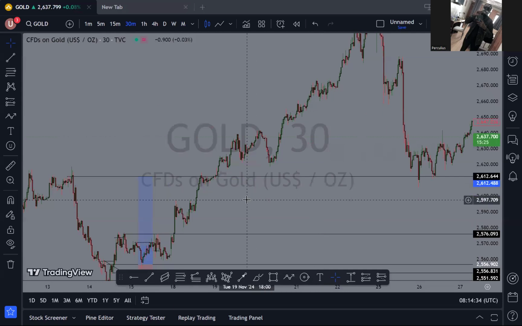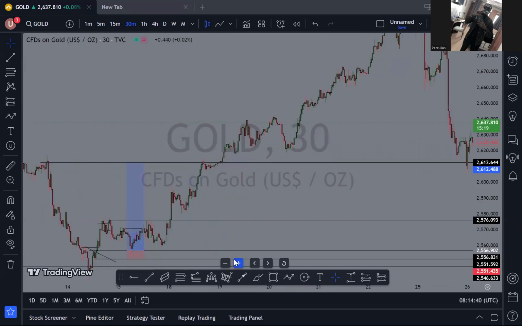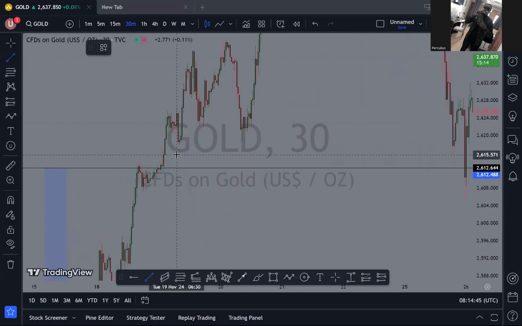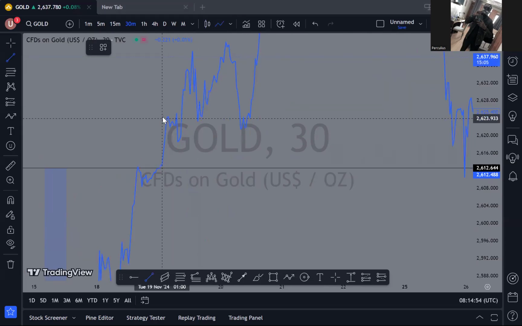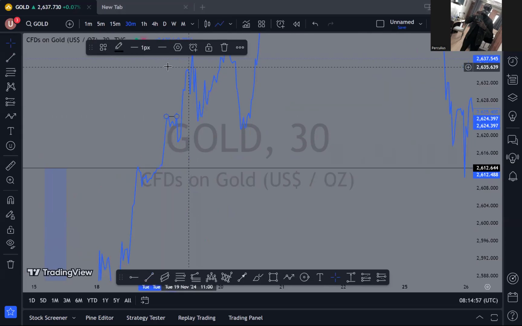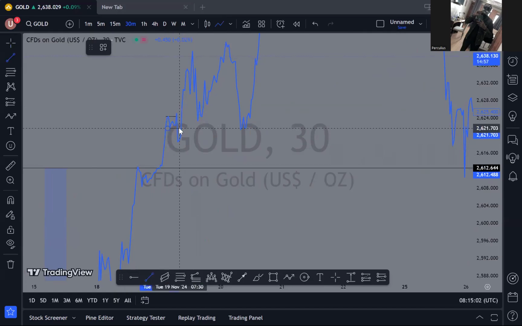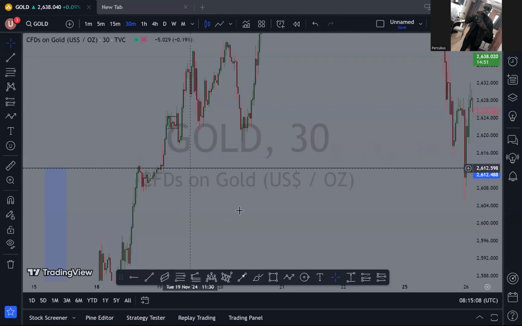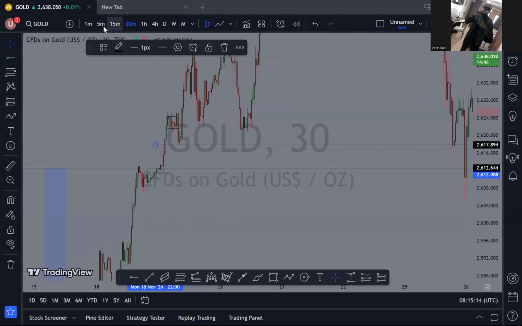And so basically what I'm looking at is the same structure on the 30 minutes time frame. As you can see, this is the structure, this is the structure right here. And the last structure that wasn't tested was this structure. You can see it on our time frames.